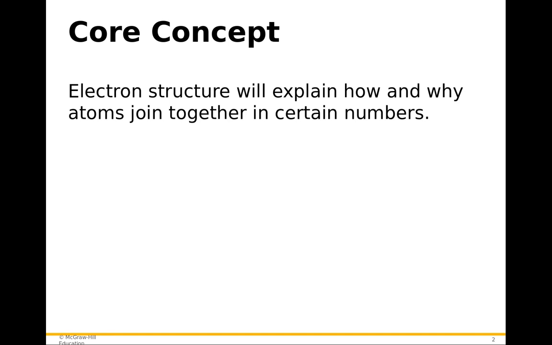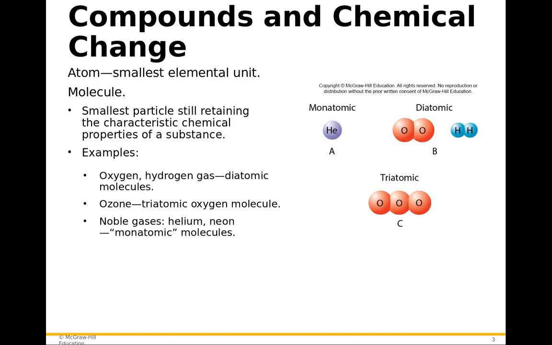So again, the electron structure will explain how and why atoms join together in certain numbers. So let's get to it. So we have compounds and chemical change. What we're looking at is how elements interact with one another, how they bond, and that results in a chemical change.